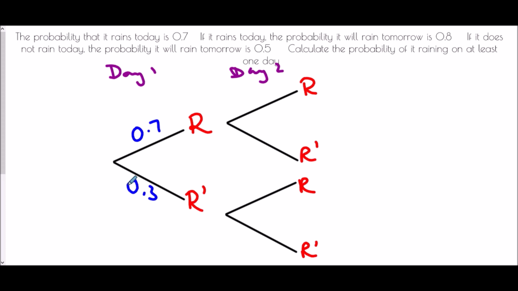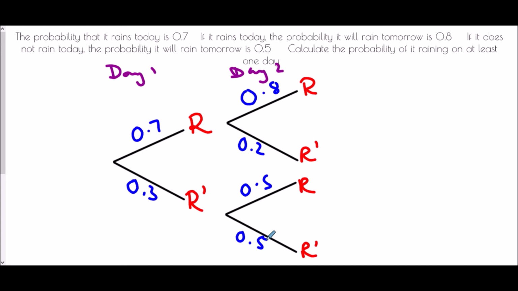So if it rains today, the probability it will rain tomorrow is 0.8. So that is the top branch. If it rains today, the probability it rains tomorrow is 0.8, meaning the probability it doesn't is 0.2. On the second day, if it does not rain today, the probability that it will rain tomorrow is 0.5, which means that if it doesn't rain today, the bottom branch, then the probability of it raining tomorrow is 0.5, which also means the probability it does not rain is also 0.5.